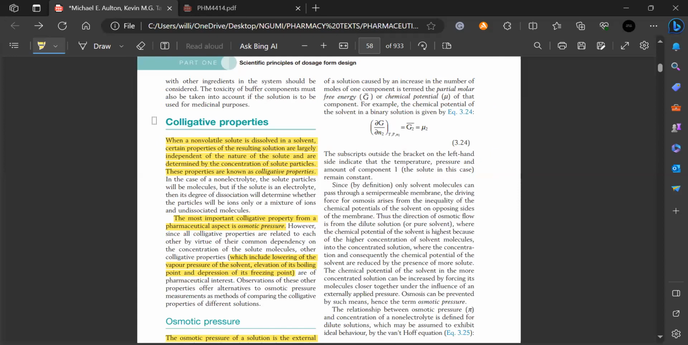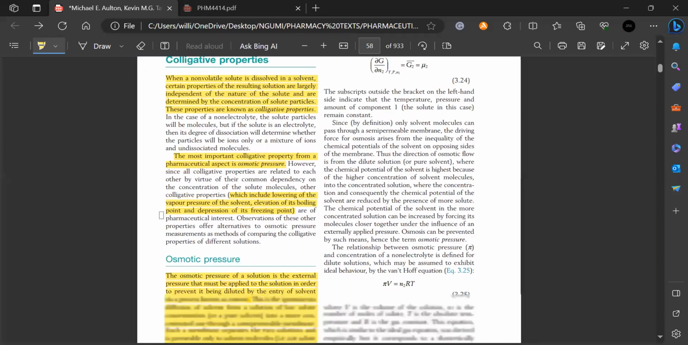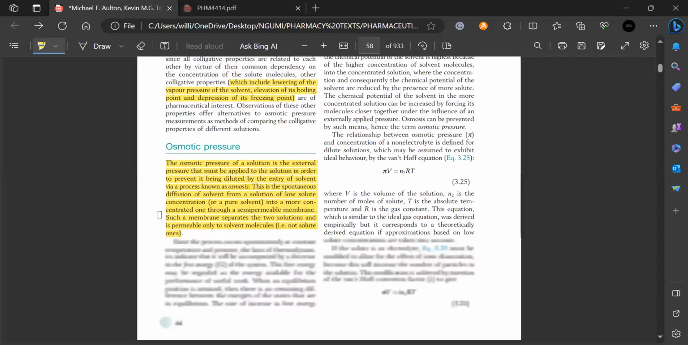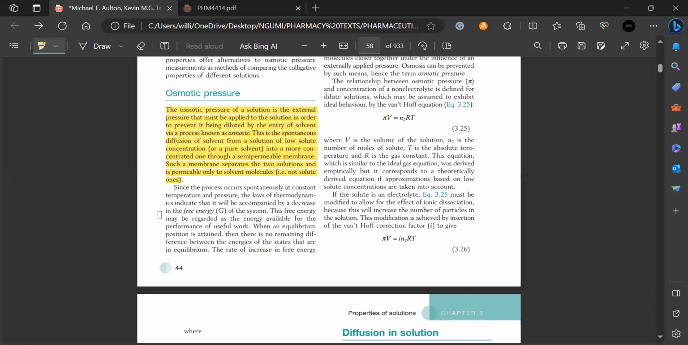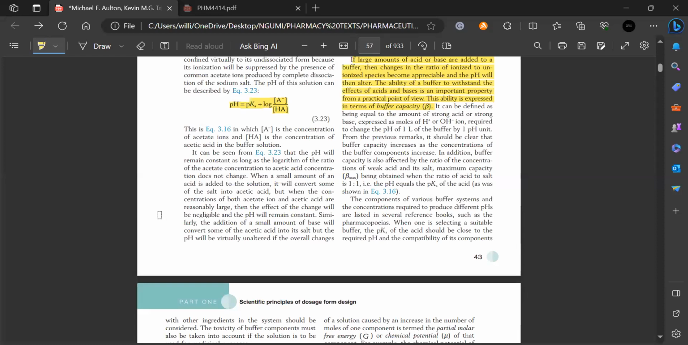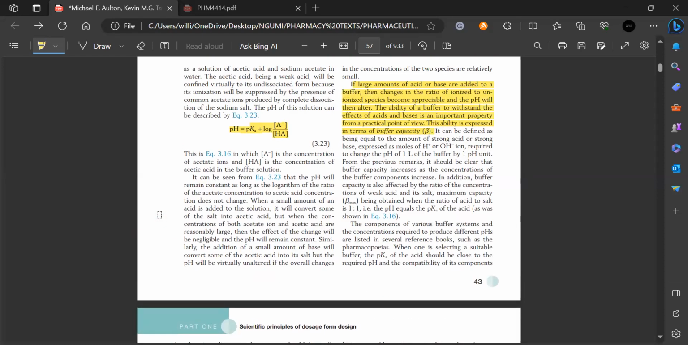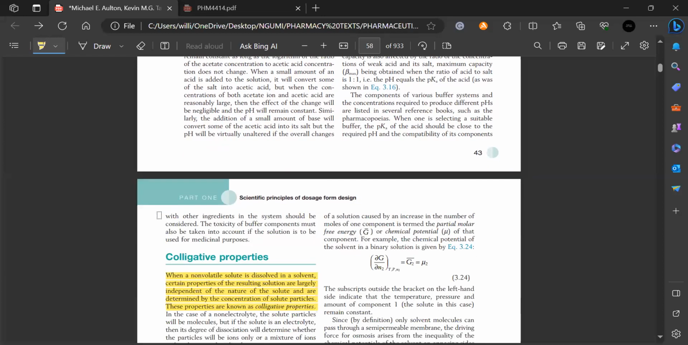So next thing we look at is colligative properties. We are done with Henderson-Hasselbalch, but just please note that log of the unionized over ionized is equal to pKa minus pH. That's all you need to take away from what we looked at.